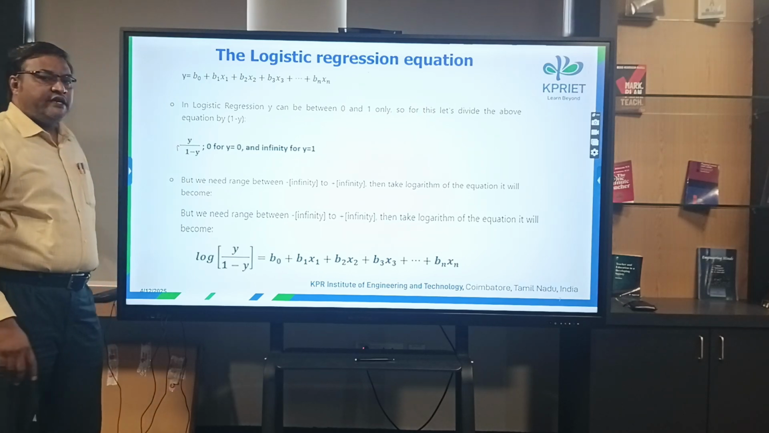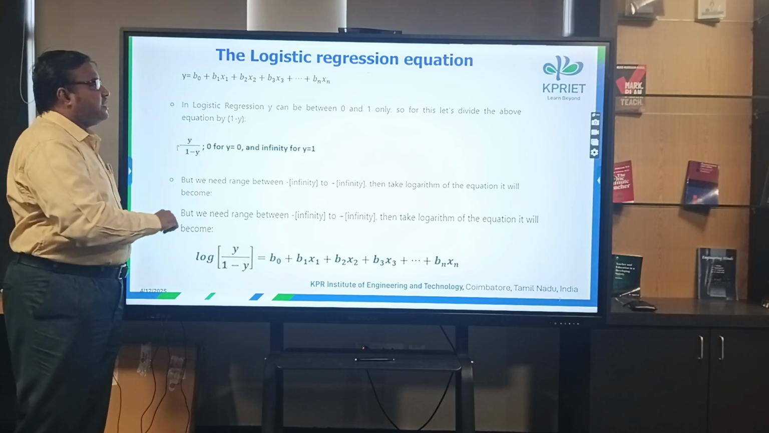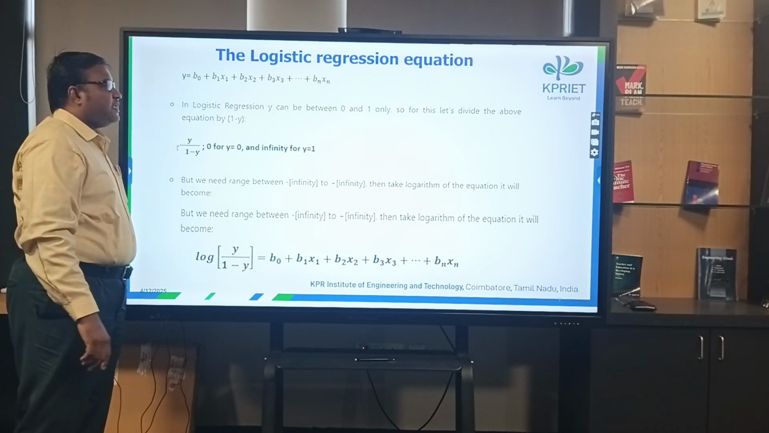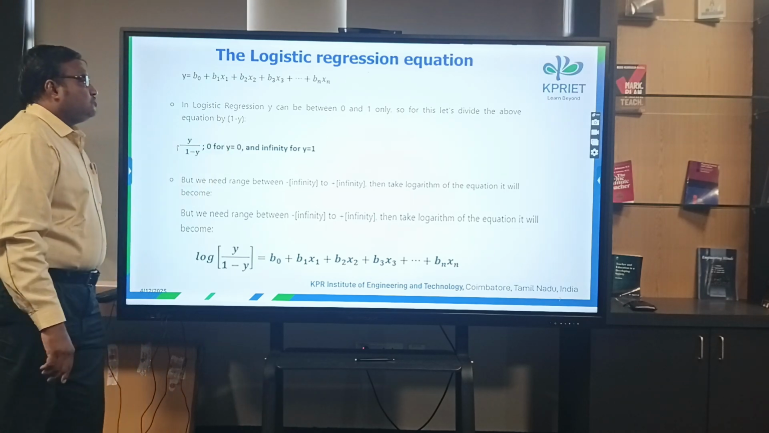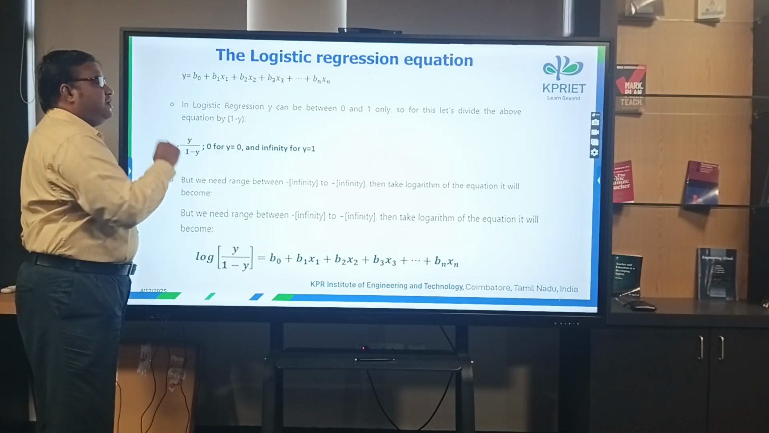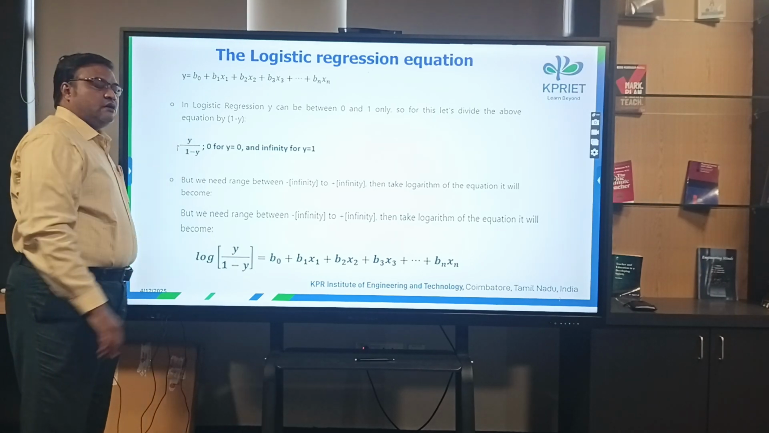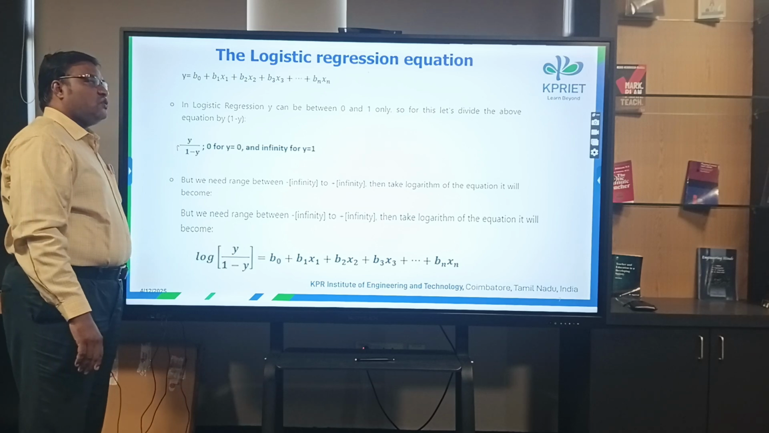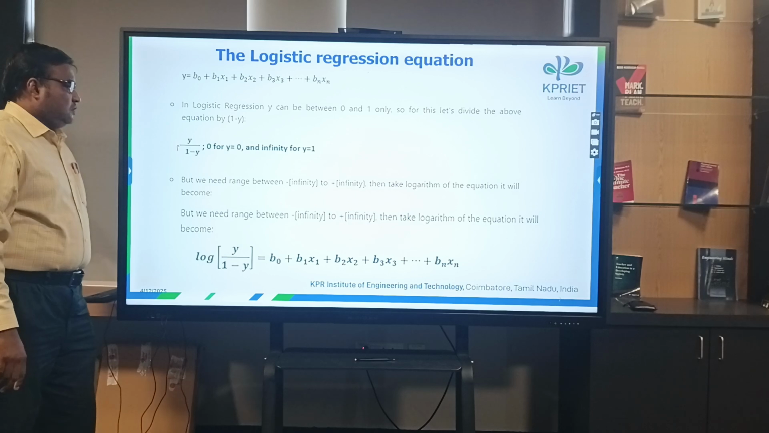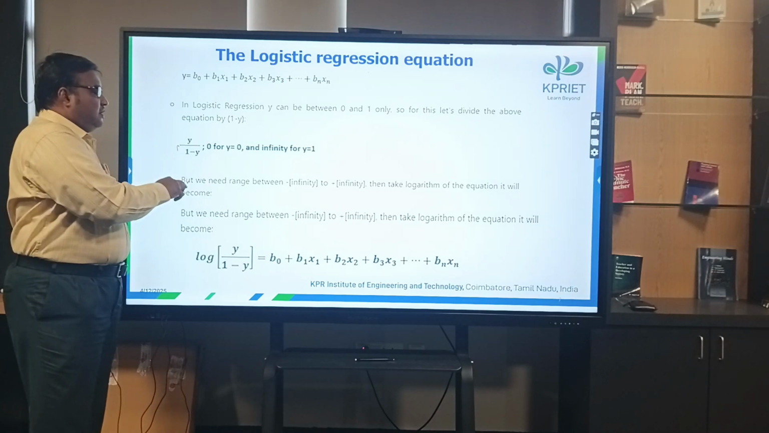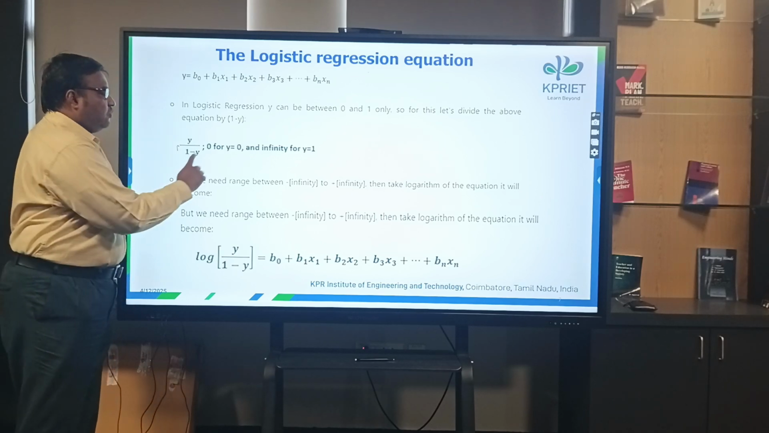Now let's see how we represent this through the mathematical equation. Generally the logistic regression equation is y equal to b0 plus b1 x1 plus b2 x2 up to bn xn. But in the statistical representation, the dependent variable y should not exceed 0 and 1, so I divide it by 1 minus y. What I get will become 0 when y equal to 0.